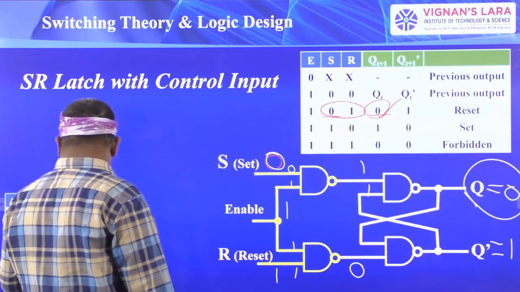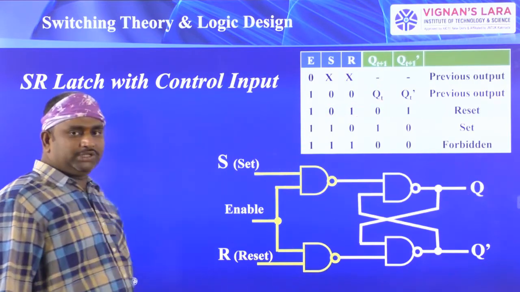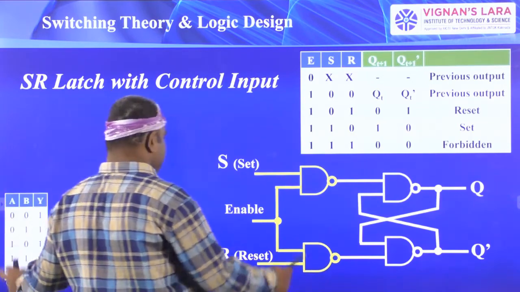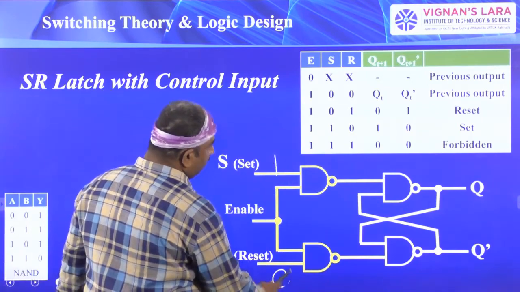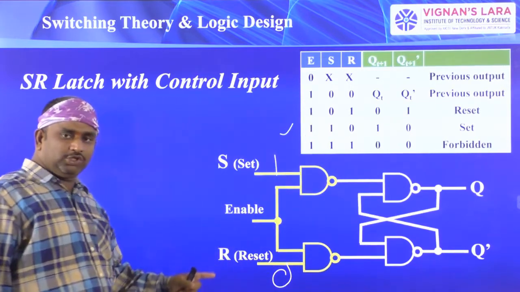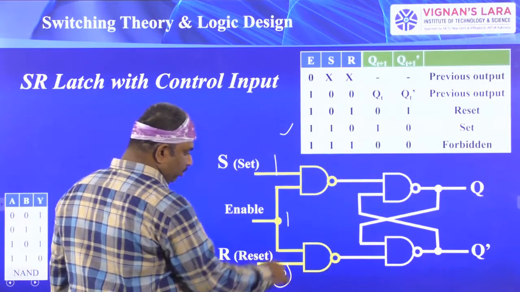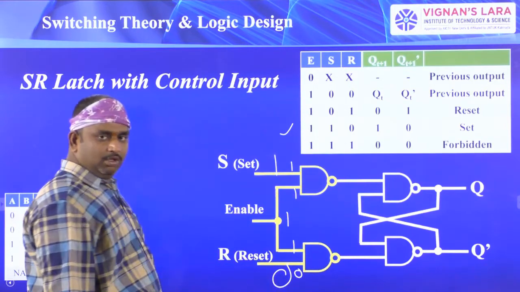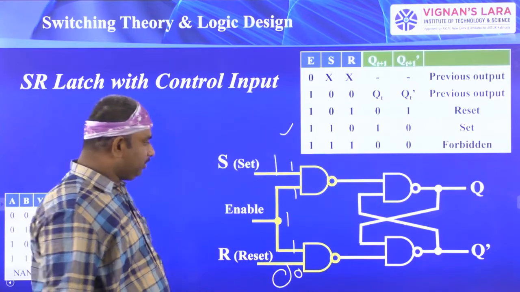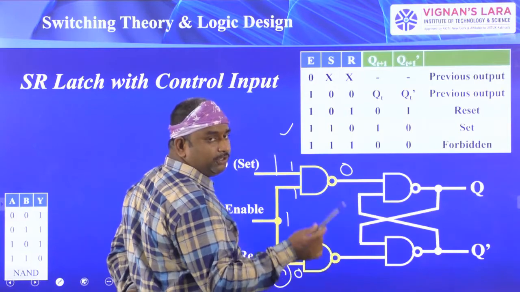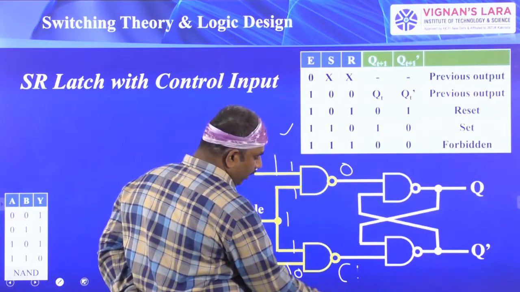Now you have to check the next condition. That is S is equal to 1, R is equal to 0. That is the next combination we have to check here. Enable is equal to 1. Now here the two values are 1 1, here the two values are 1 0. This is the third combination. So 1 1 output is equal to 0. For 1 0, if any one of the inputs is equal to 0, the output is equal to 1.